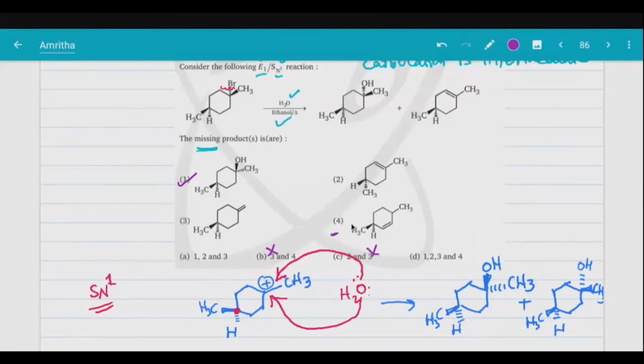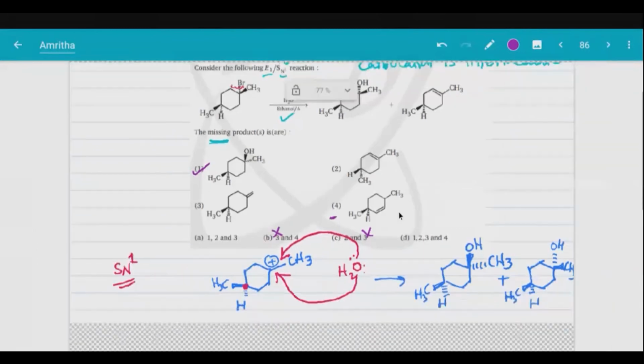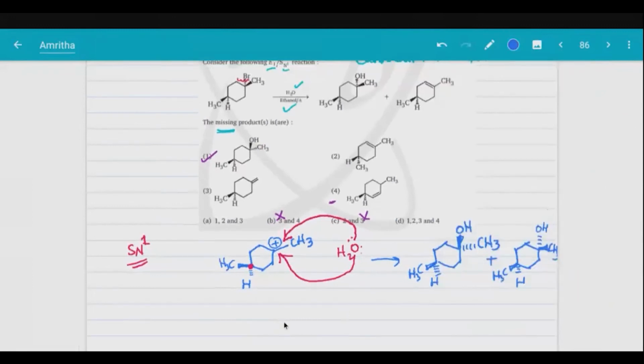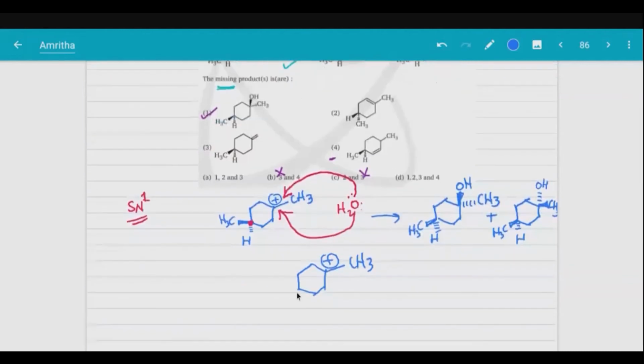Let us check the 4th one directly. The 4th one is elimination, right? So these kinds of questions you have to do logically, meaning eliminate the options and check, because it will consume a lot of time. CH3, there is CH3 and H.